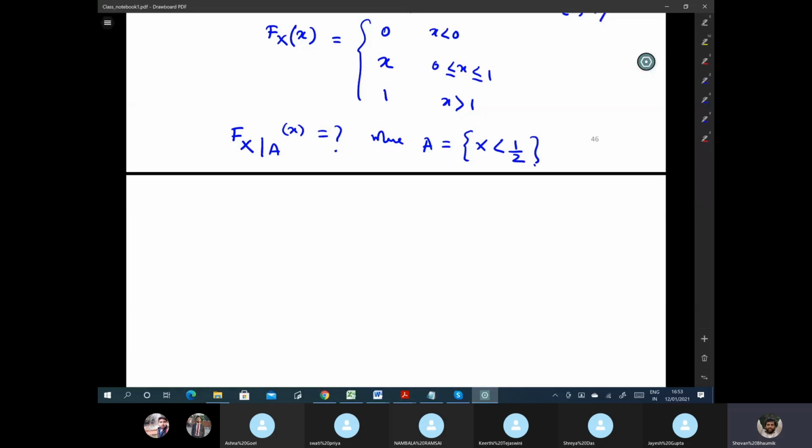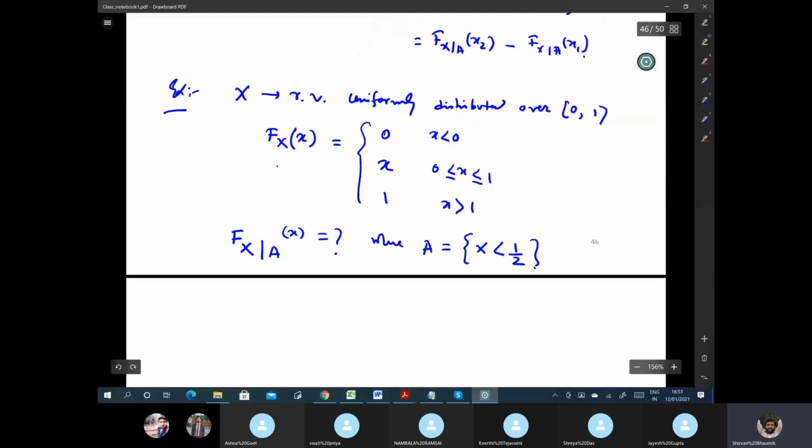See, now we are going conditional. So F_X here is unconditional. There is a uniform distribution over 0 to 1, and the CDF will be a ramp function that goes up to 1. Now what will be the CDF of X given A, where A is the event that X is less than half? What will this F of x given A be? Can you calculate it quickly and tell me?